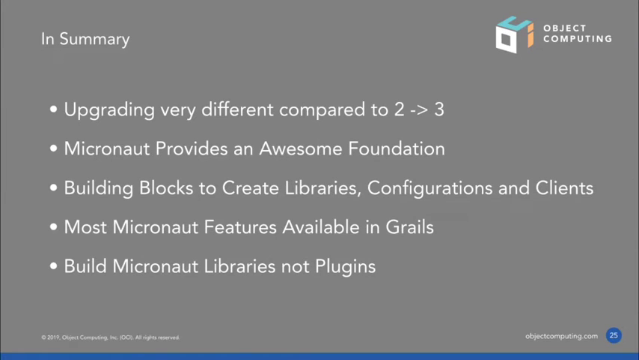So to summarize all this up, upgrading is very different compared to 2 to 3. It's not a major shift in the underlying technologies of the framework. We're really mostly just upgrading the versions and keeping everything up to date so that you can use the latest versions of Java. And Micronaut provides an awesome foundation to be able to improve both Grails and Micronaut in the future, because most of the things that we implement with Micronaut will also now be available with Grails, right? So if we implement JMS support, then JMS support will be added to Grails by default.